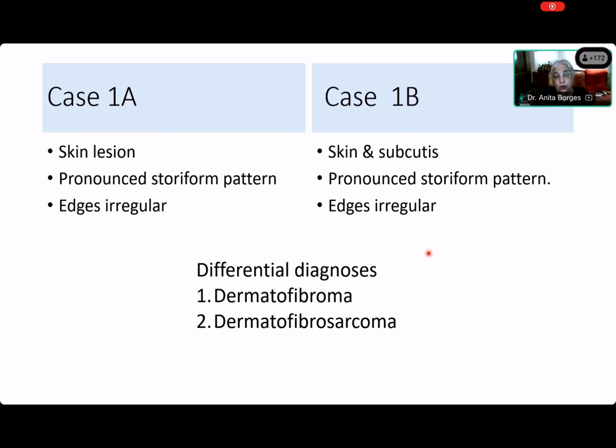Okay, now how do we go about it? And the answer is simply this: you cannot tell a dermatofibroma, or let me put it this way, a cellular dermatofibroma, from a dermatofibrosarcoma.